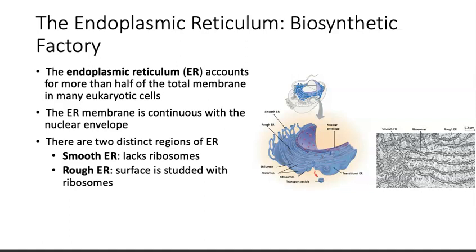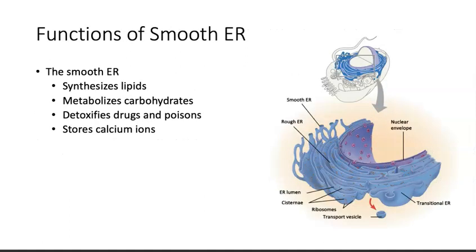So the rough endoplasmic reticulum, we say, is studded or covered in ribosomes. You know what ribosomes do. I bet you can guess what the rough endoplasmic reticulum does. Let's talk about the smooth endoplasmic reticulum first, the smooth ER.